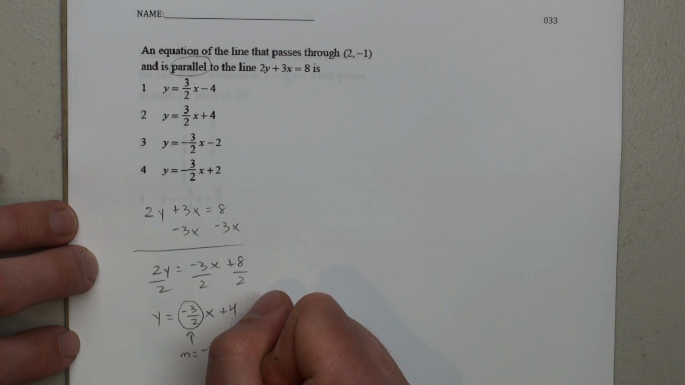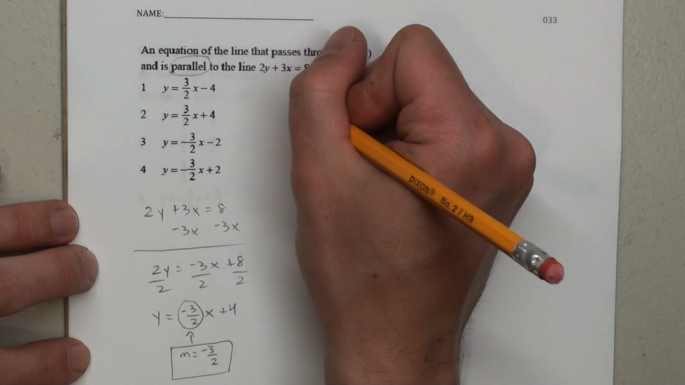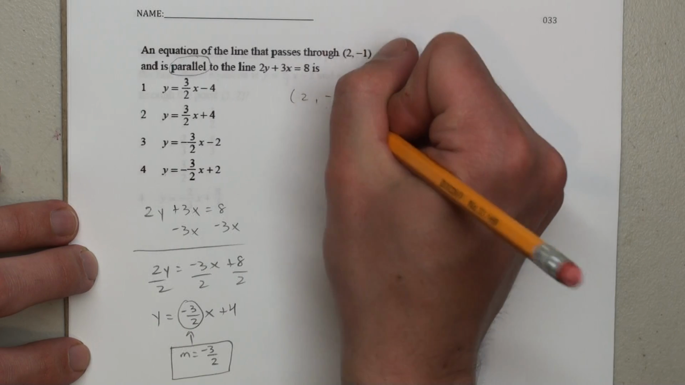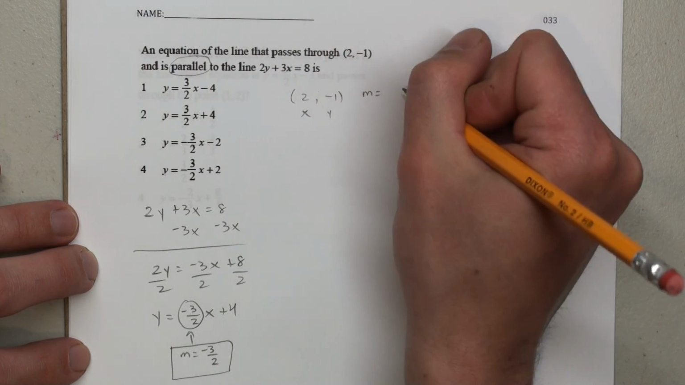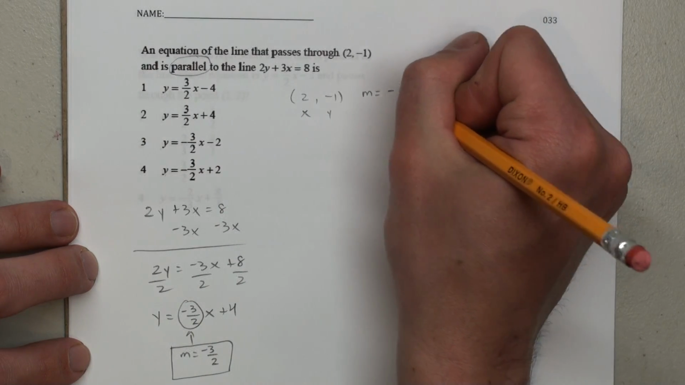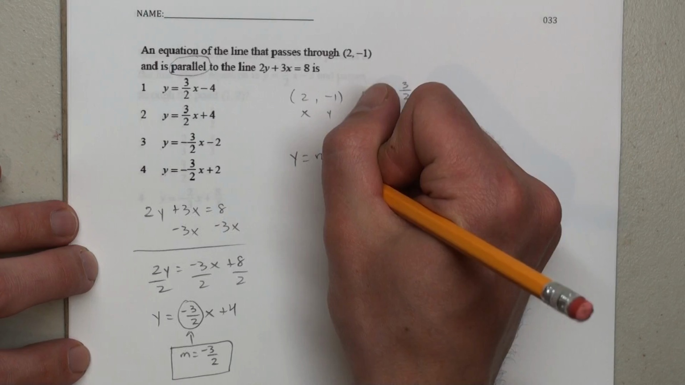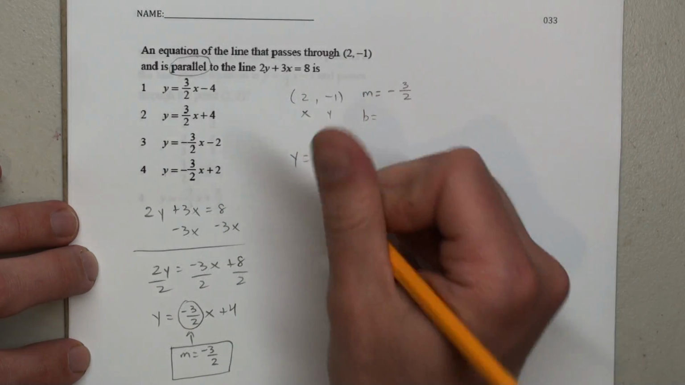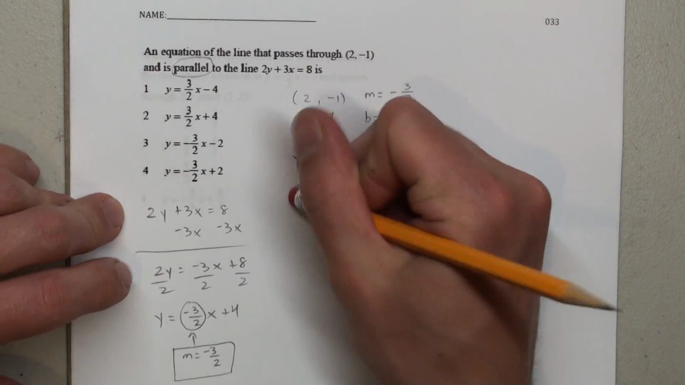My m is negative 3 halves. My point, 2 comma negative 1, x and y. M is negative 3 halves. B is what I want to find next. You can't write the equation without the slope and the y-intercept. That's why we're finding B.